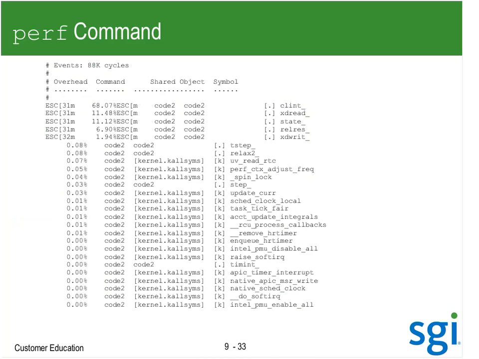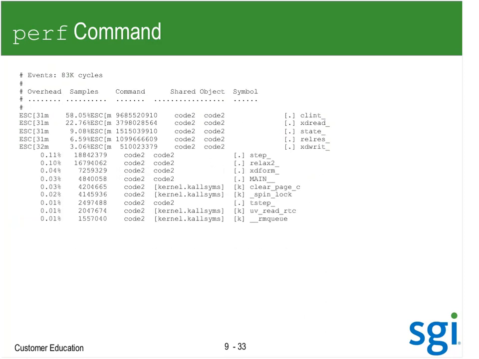Now here I did the perf command, and now I'm just looking at the report. So again, I can see clint, XD read, and state at the top of the list. Now, I did not use stdio on this, so it's got kind of the curses type of hidden characters in there. Then I did a perf report on this one. Same thing, clint, XD read, and state.